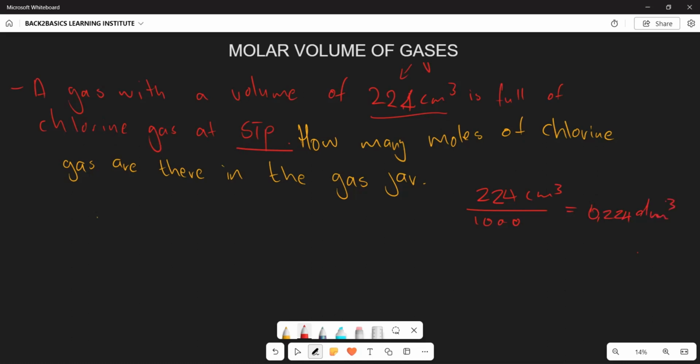Now we say n is going to be V over the molar volume, because we are looking for the number of moles. So this is going to be 0,224, because this is the volume of that particular gas. At STP you know that you have 22,4 as your molar volume, which means the number of moles is going to be 0,1 mole. So that's how we deal with our molar volume.